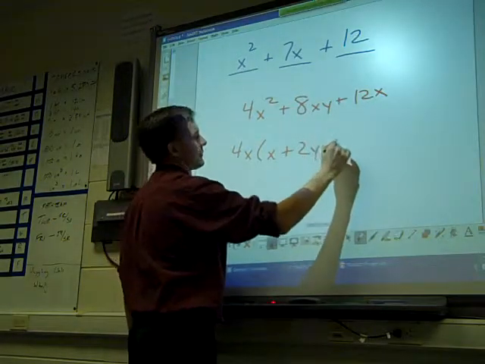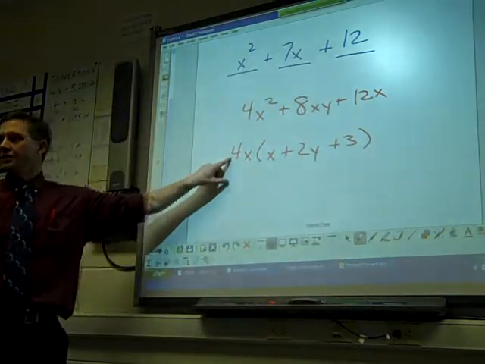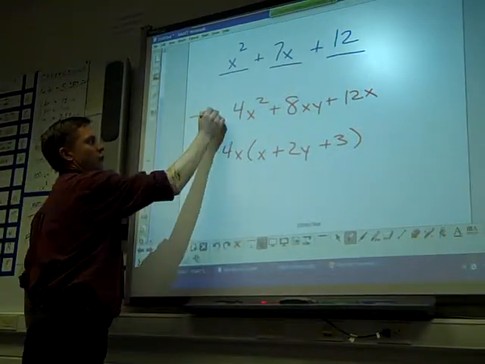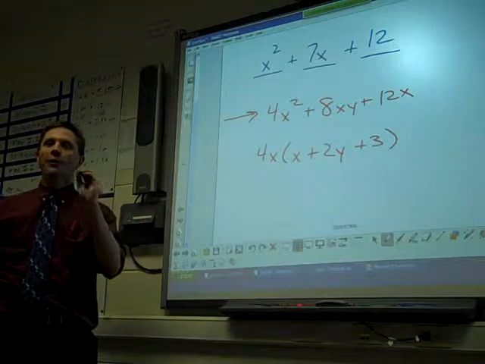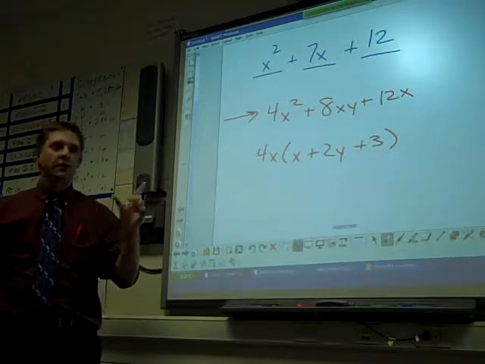All right? This is still factoring, and you want to do this first. When you see a problem, you want to say, hey, can I pull out a common factor? You always look for a common factor first.